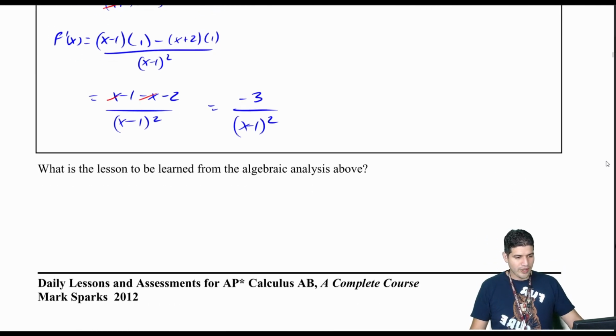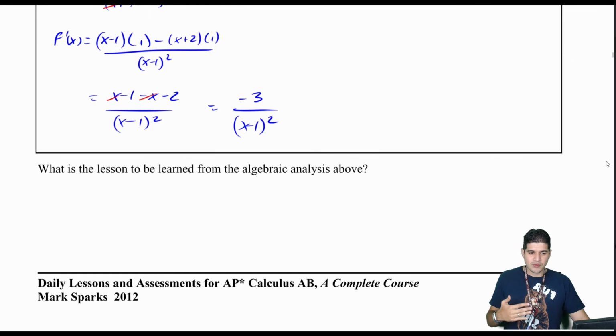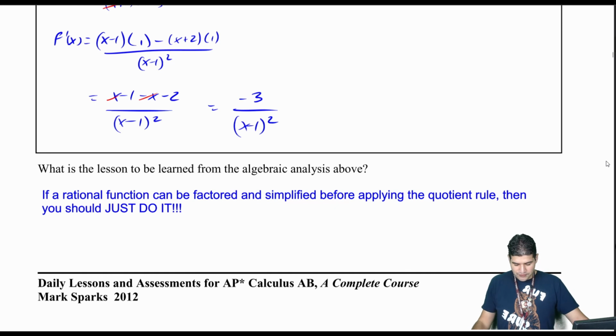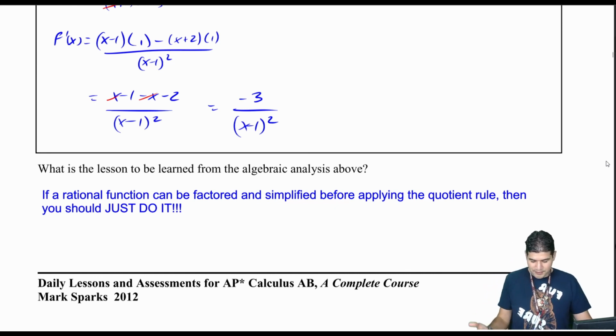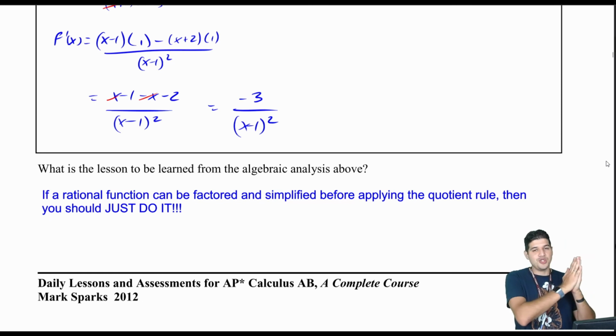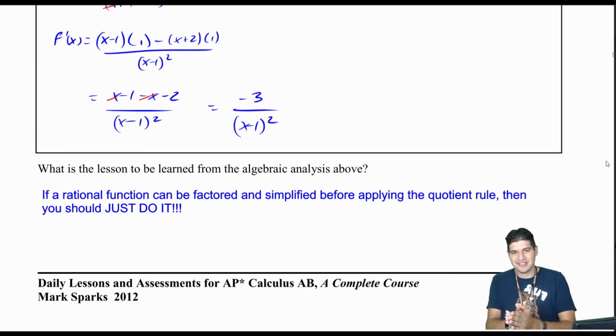And so the whole point of this is, what lesson did we learn by doing that algebraic analysis, doing the factoring first and then using the quotient rule? What you should have learned is that a rational function can be factored and simplified before applying the quotient rule. Then you should just do it. Do it! Just do it!